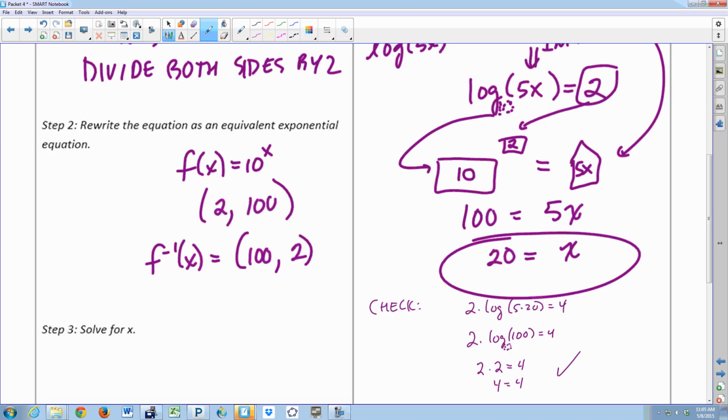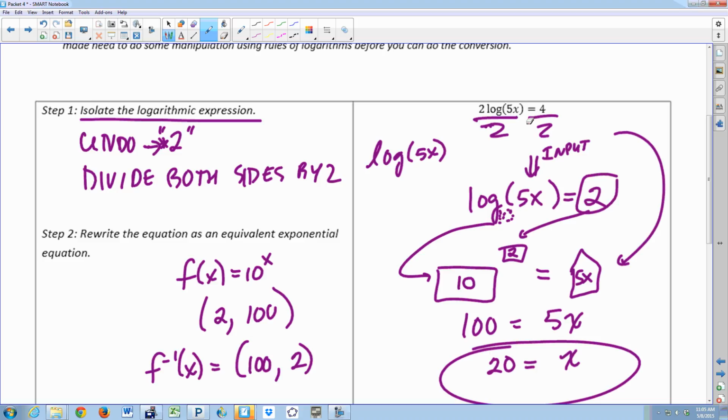Okay. So when you have a log equation, you isolate your log, and then you just write an equivalent exponential equation, and it gets solved pretty straightforwardly. Okay. Any questions on that?